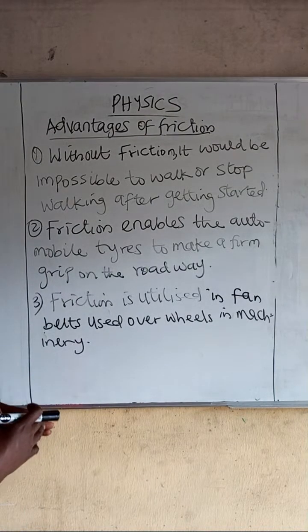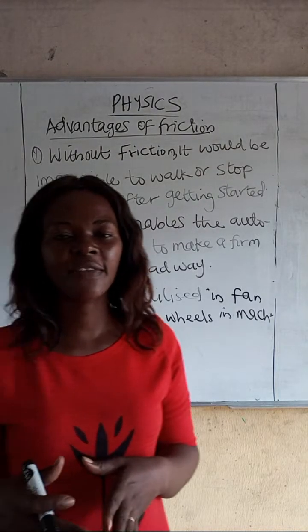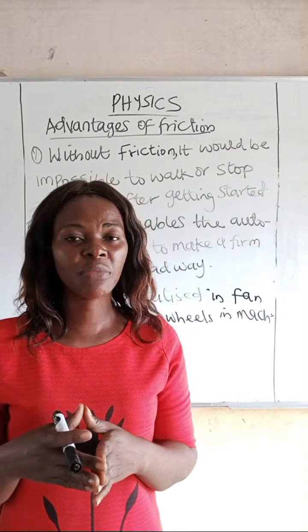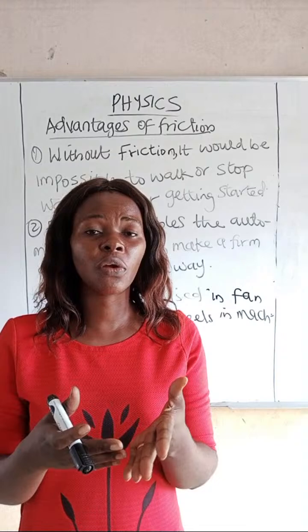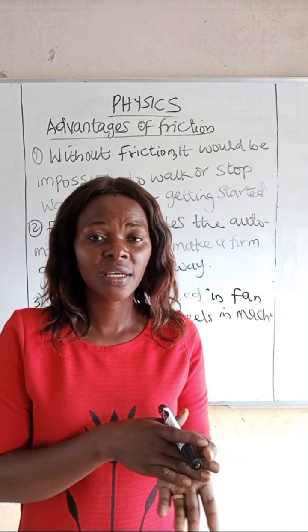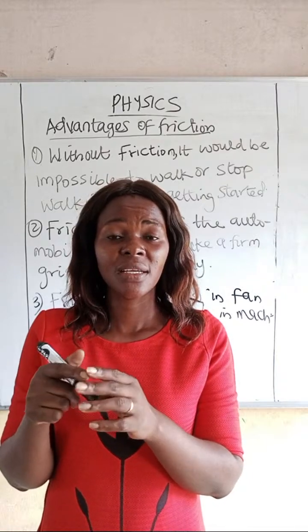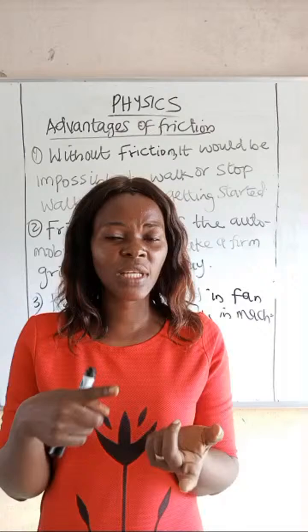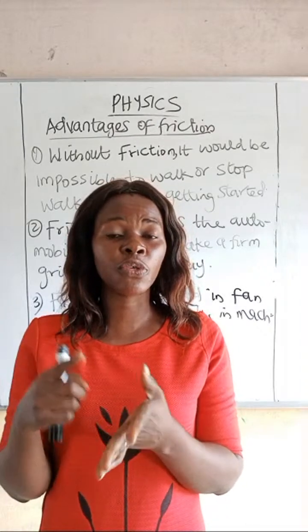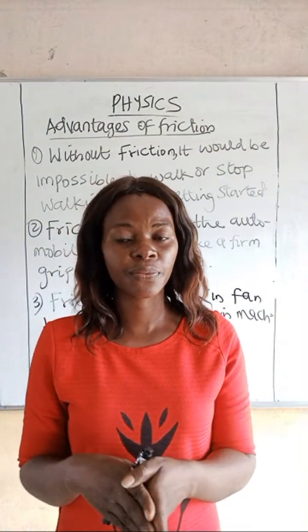Friction is utilized in farm belts, used over wheels in machineries. Most of the machineries we use have wheels that make use of friction. And friction is always utilized in machines. Something that you can apply oil to lubricate it, is in reducing friction. So let me conclude on the advantages of friction.